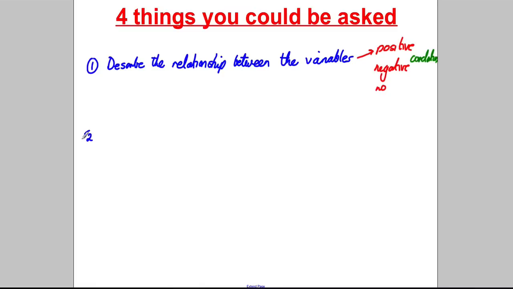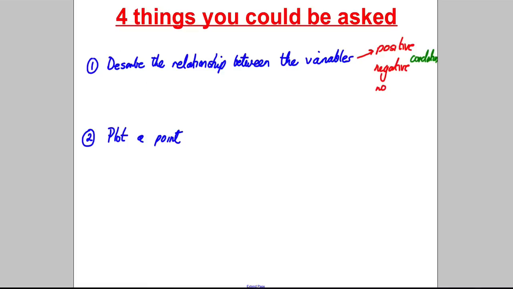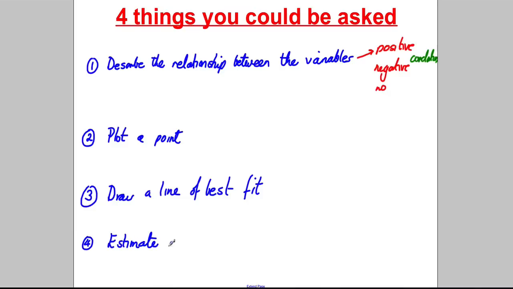The second thing they can ask you is to plot a point onto the diagram. Just be super careful that you read your axes so you know exactly what each little square is going up in. The next thing they could ask you is to draw a line of best fit, and I'll show you exactly how to do that in an example. And the last thing they might ask you is to estimate a value using your line of best fit.